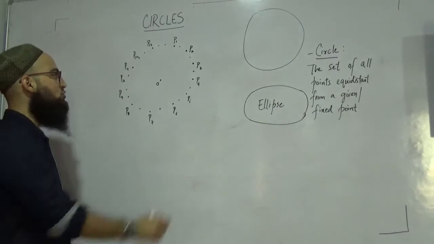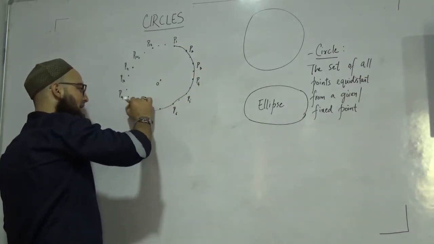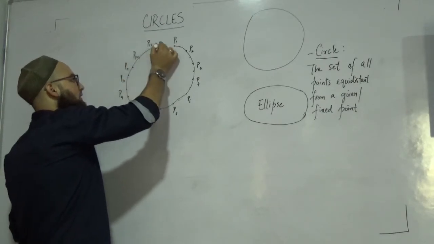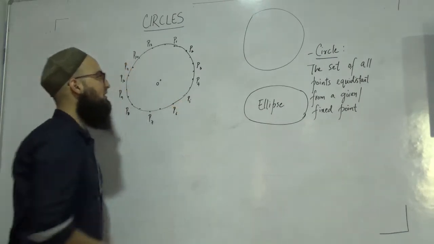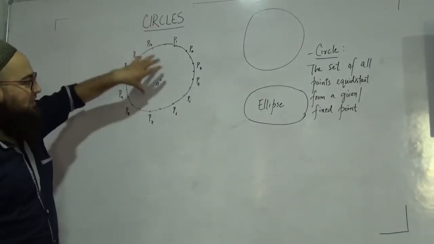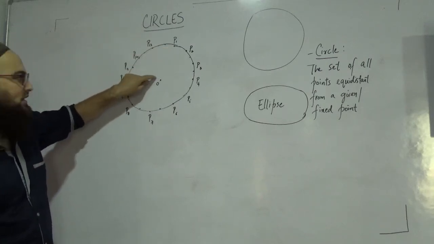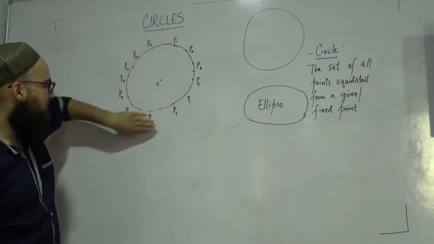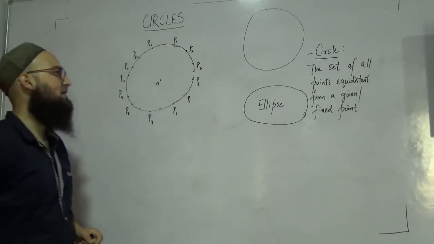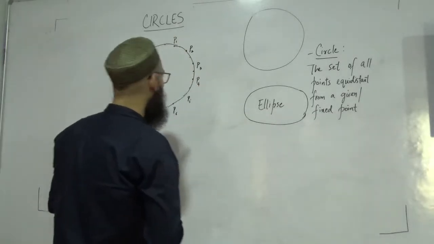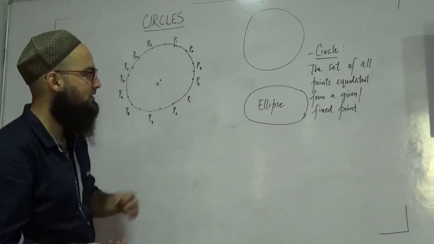Now, when you join all these points like this, by joining all the points, what did you get? You got a circle. So the circle is the set of all points equidistant from a given or fixed point. इस पॉइंट से जितने भी पॉइंट आप डालोगे एक सेम डिस्टेंस पे, वो सारे जब ज्वाइन होंगे तो वो एक सर्कल बनाएंगे. तो ये हमारा सर्कल होता है. ठीक है? So this was a circle. The set of all points equidistant from a given or fixed point. Make a note.